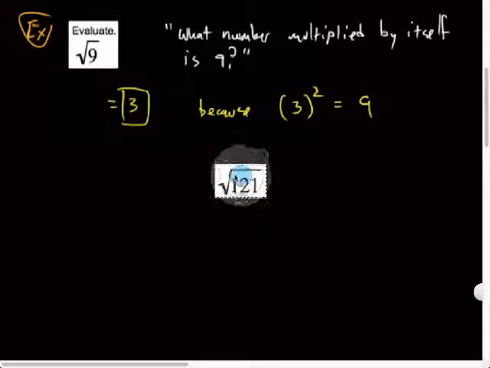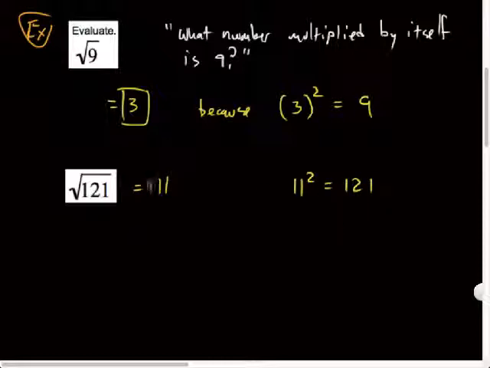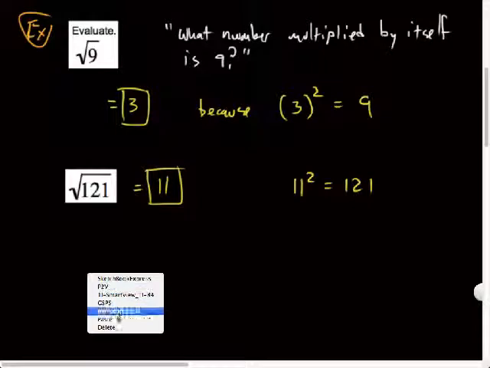So let's do another one. What about the square root of 121? What question does that ask us? What number multiplied by itself is 121? And what number do you think that would be? 11, because 11 squared is equal to 121. So the answer is 11. It's not that bad, right? So that makes sense.